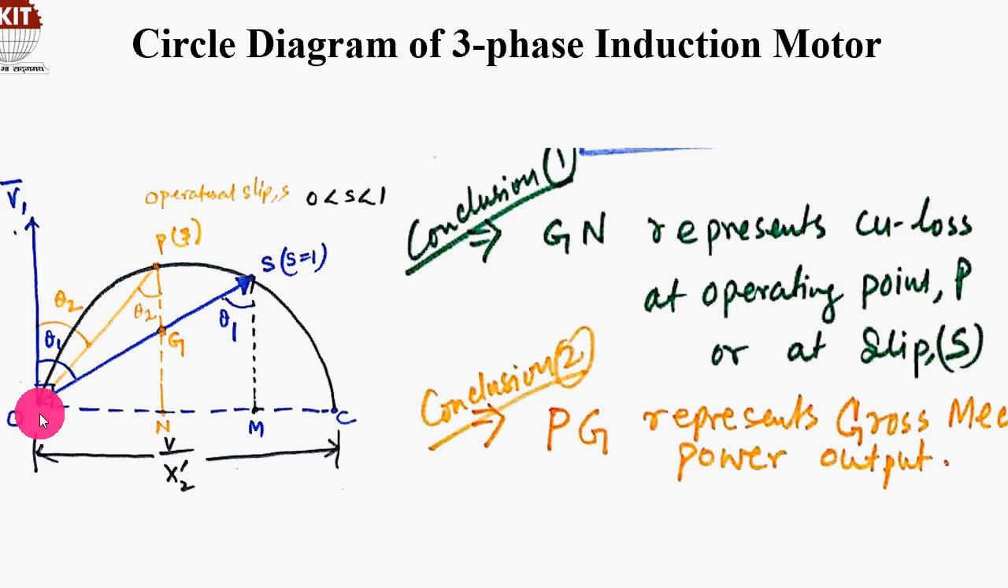So this is the circle diagram when we assumed that there are no stator impedances and no stator losses. Now in our next lecture we'll discuss what the complete circle diagram of the three-phase induction motor will be when we consider the stator impedances and stator losses also.